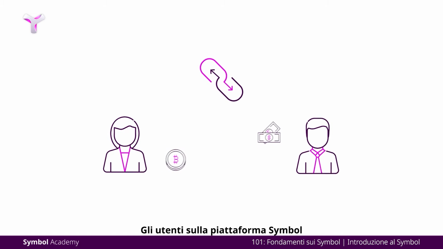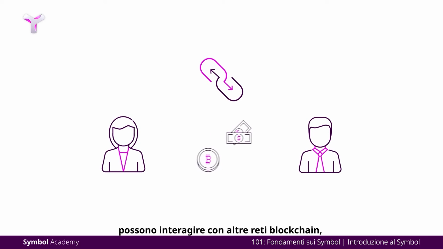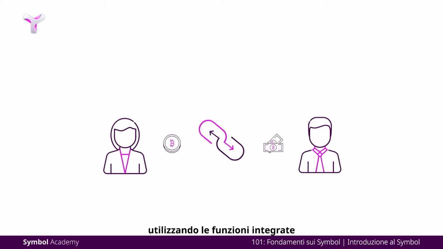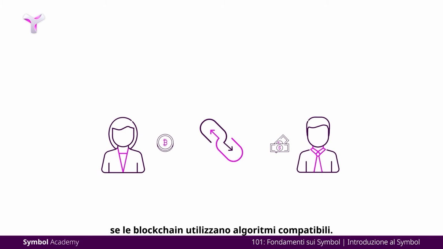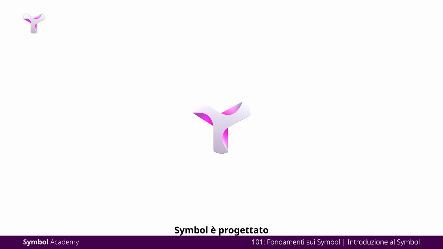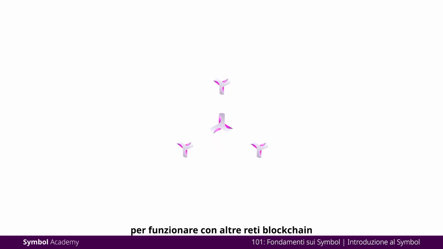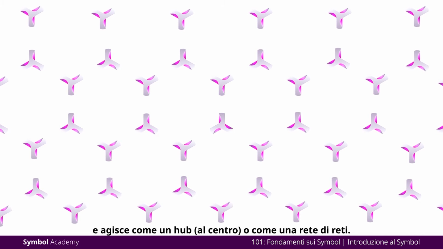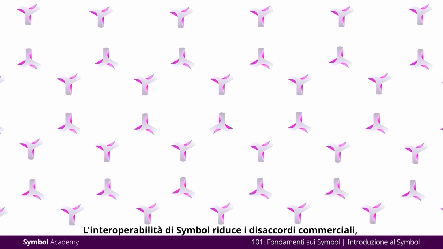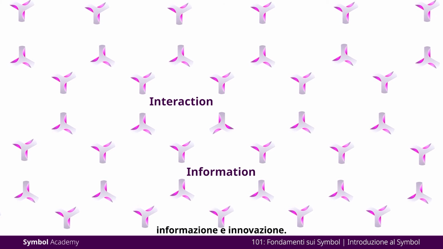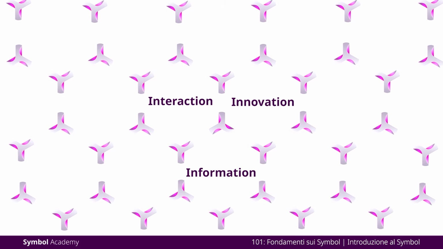Users on the Symbol platform can communicate with other networks, whether that be Bitcoin or Ethereum, using this built-in feature as long as the blockchains use compatible algorithms. Symbol is constructed to connect with many other networks and act as a hub, or a network of networks. Symbol's interoperability smooths business friction, and increases the flow of interaction, information, and innovation.